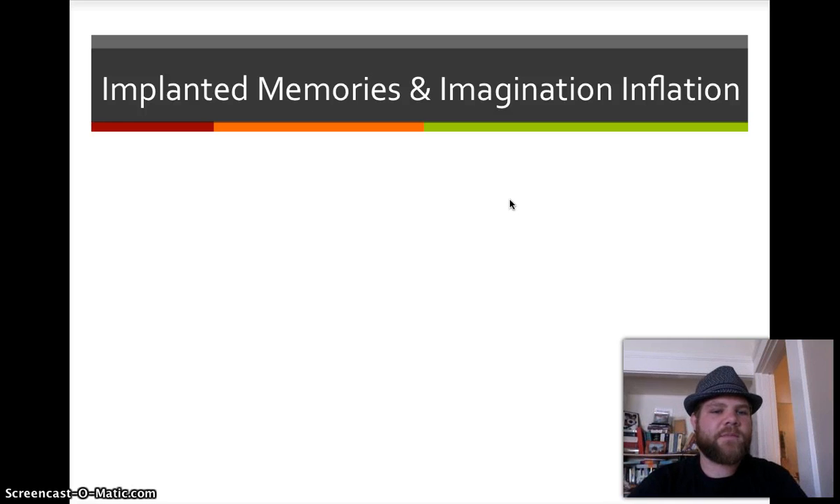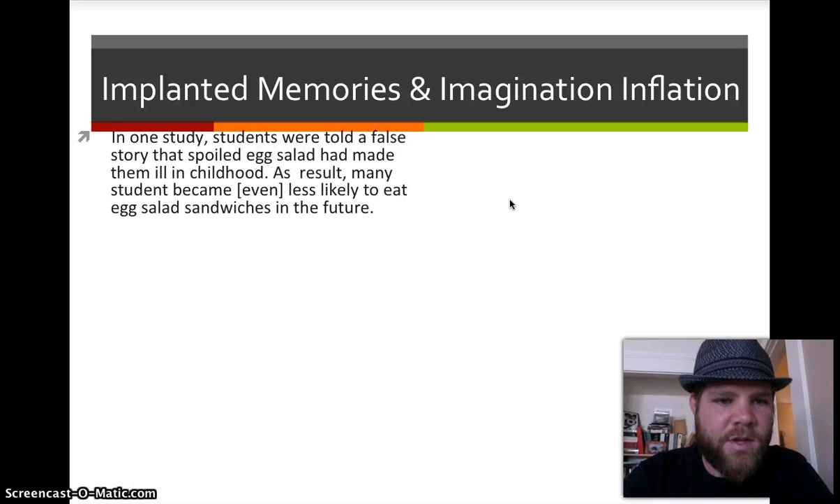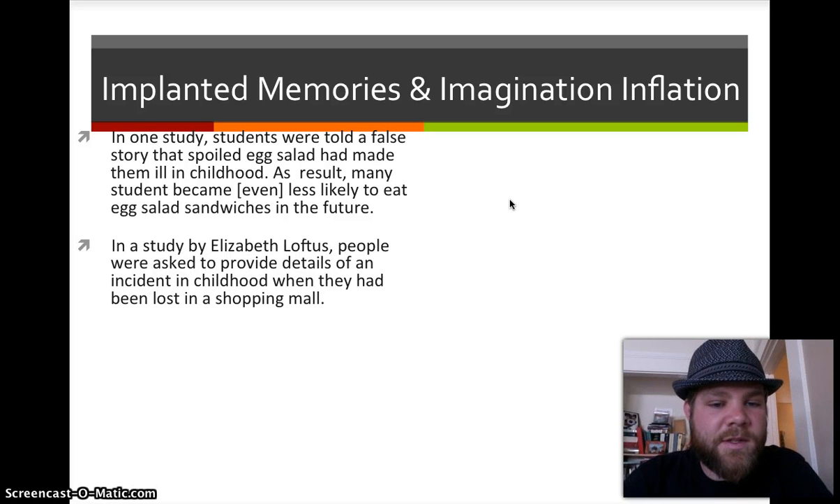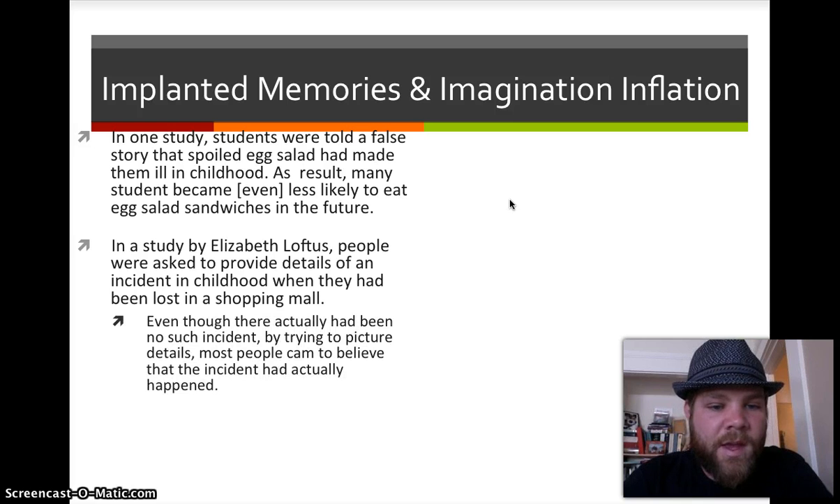There's also this idea of implanted memories and imagination inflation. So in one study, students were told a false story that spoiled egg salad had made them ill in childhood. As a result, many students became even less likely to eat egg salad sandwiches in the future because they thought that they had an ill experience in childhood. So Elizabeth Loftus, again, did a study where people were asked to provide details of an incident in childhood when they had been lost in a shopping mall. And even though there actually had been no such incident for these people, by trying to picture the details, most people came to believe that the incident had actually happened.